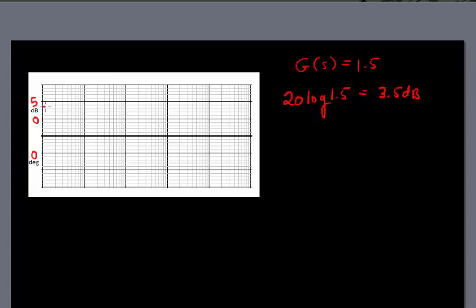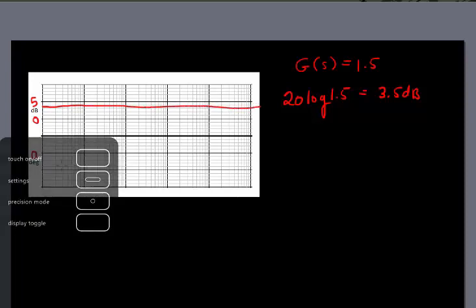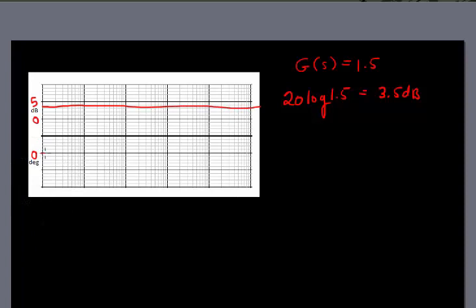3.5 is about here, and it's just going to go all the way across, and 0 dB. Whoa, these are not very straight lines. Is all the way across. Okay, assume those are straight lines. That's where it would be.